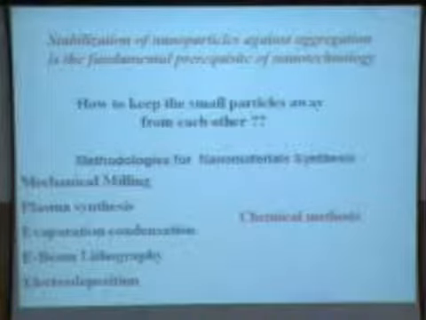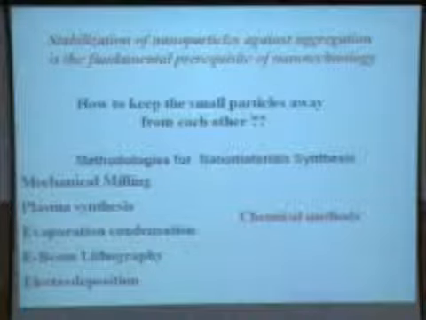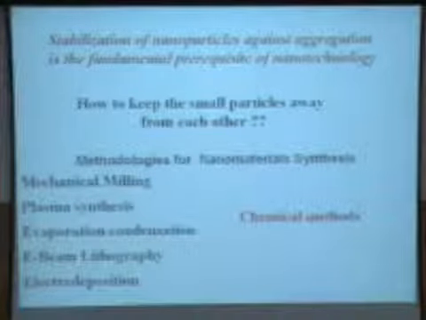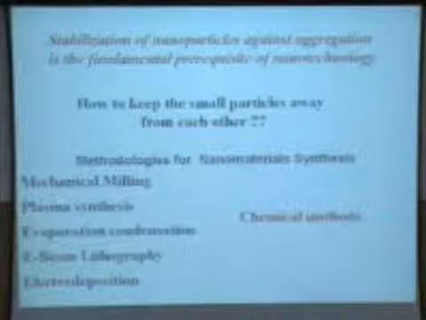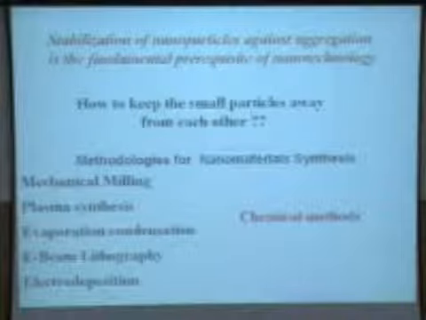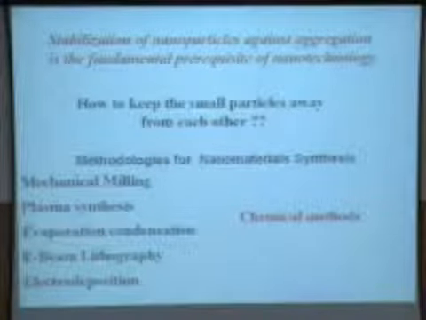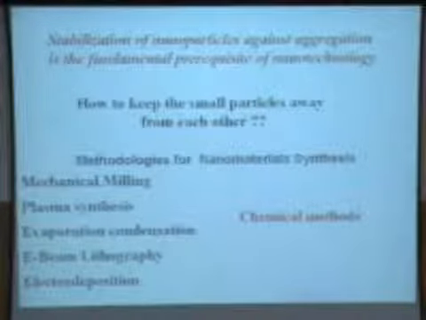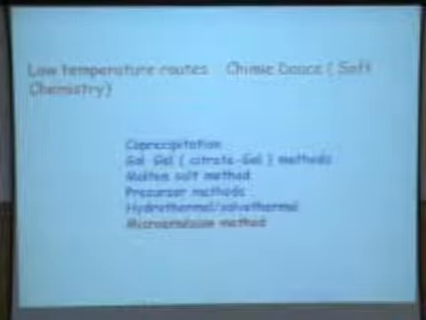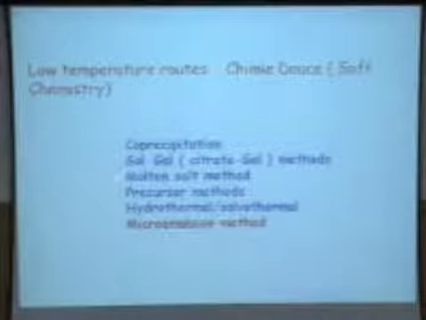But the idea is to tell you how, as chemists, you can control the size and shape of these particles. Normally, you make materials either by physical techniques like plasma synthesis or laser ablation or electron beam lithography, etc. What I would be discussing is chemical methods. And there are several chemical methods people use, like, very common methods are solvothermal, hydrothermal, and microemulsion method.